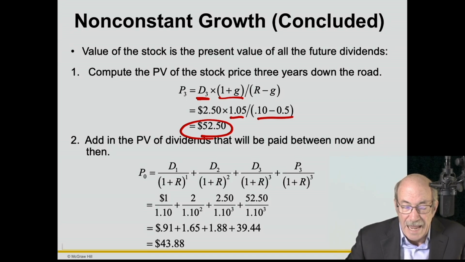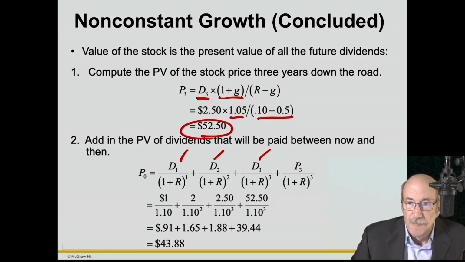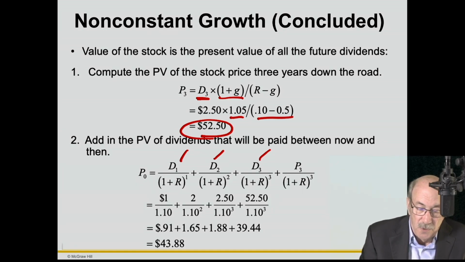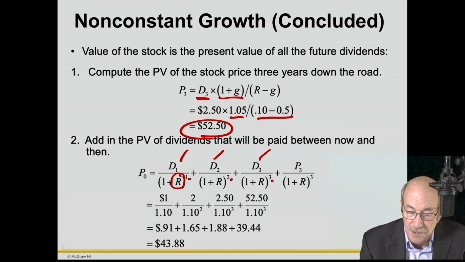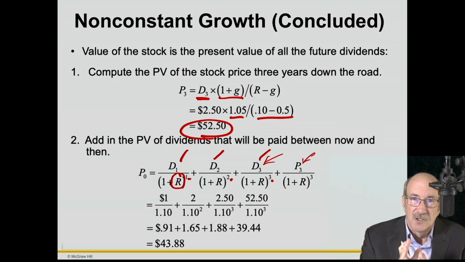Now, add to that the dividends that we'll get in the non-constant growth period, and that would be D1, D2, and D3. And we're discounting those as well at R for 1 period, 2 periods, and 3 periods. And again, this D3 and this P3 actually occur at the exact same moment. D3 is just an instant before P3. But for all intents and purposes, we could add them together.